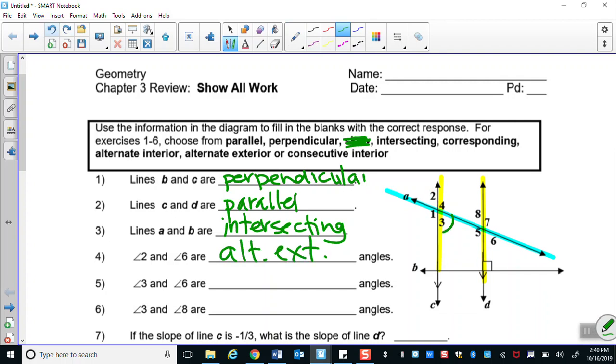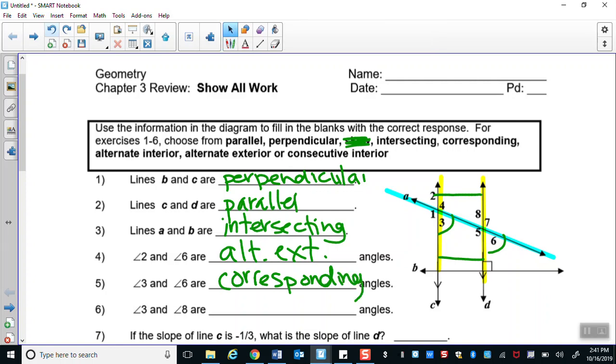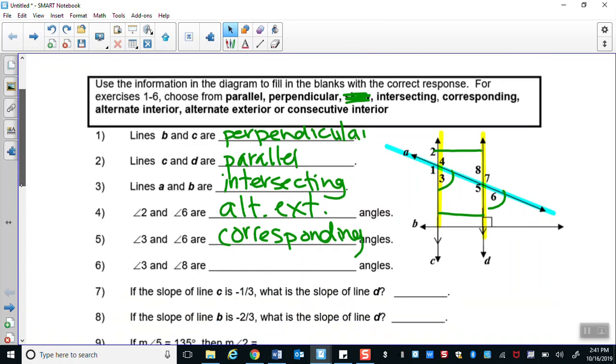And now if we look at 3 and 6, we can see again, if we make this the rectangle, that 3 is an interior angle, and 6 is an exterior. The relationship that has one interior and one exterior, but still on the same side of that blue line, is corresponding. So those are corresponding angles when we're looking at 3 and 6.